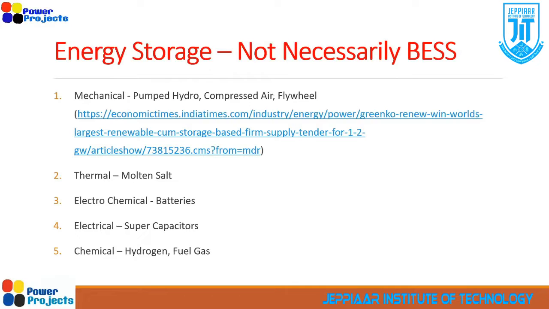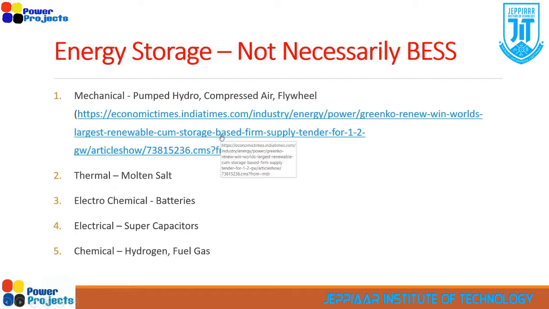and across the globe. When we talk about energy storage, this is not necessarily battery energy storage systems. This could be many. Energy storage can be majorly classified as mechanical, thermal, electrochemical, electrical, and chemical. Mechanical includes pumped hydro, compressed air, flywheel. Thermal, you can have molten salt, mostly used for CSP plants, concentrated solar thermal power plants. Electrochemical is your batteries. Electrical is supercapacitors, even superconductive energy storage devices, which we are talking about, but it is still in research. And chemical is hydrogen fuel gas.